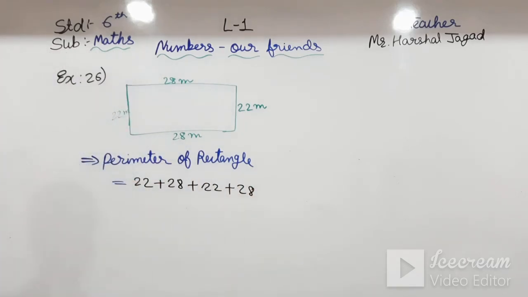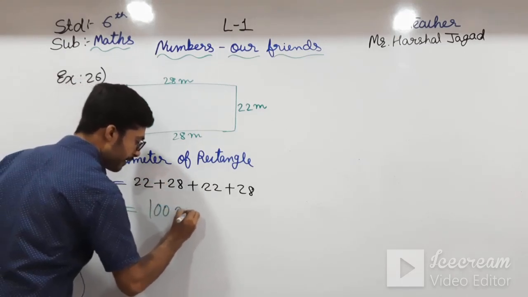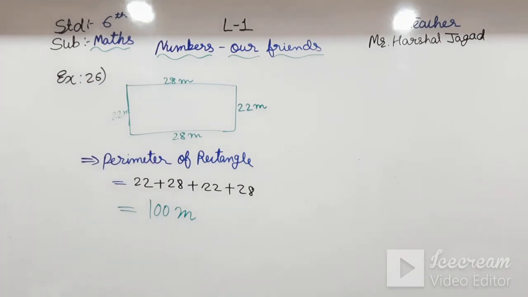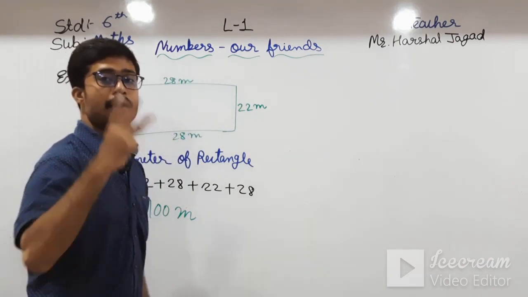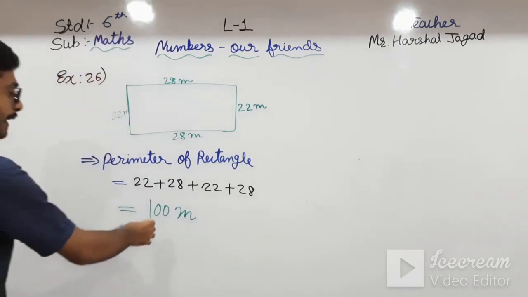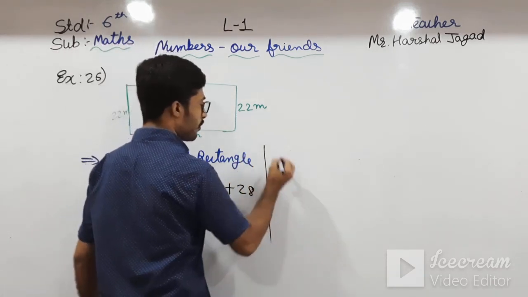Okay students, please add this first, fast. What will be the answer? The answer will be 100 meter. Okay students, the answer will be 100 meter. So how many times do we have to go round the rectangle? 3 times. So we will multiply 3 with 100. So what do we have to write? Required length of the wire.